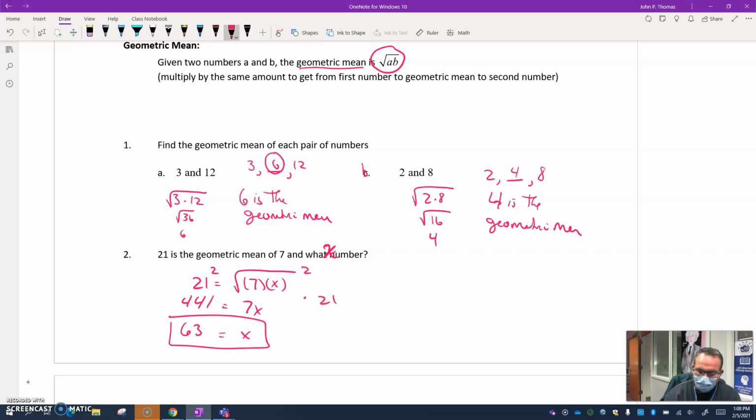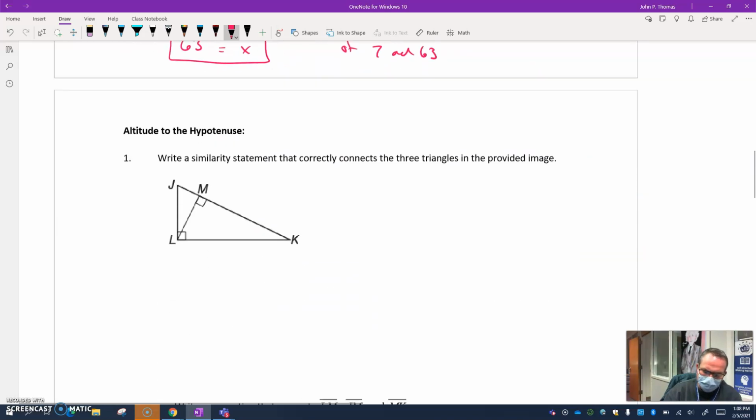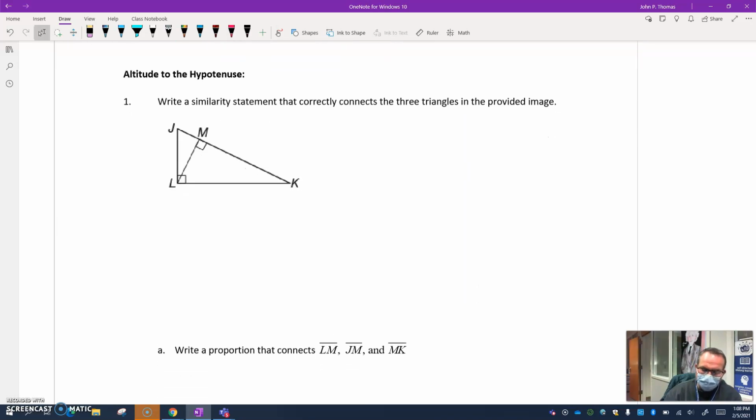All right, so 21 is the geometric mean of 7 and 63. Because 7 times 63, if I take the square root of that, I get 21. All right, so that takes us through the first page. And where we're going to use this is we're going to use this with this problem.